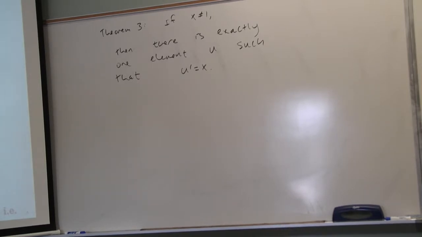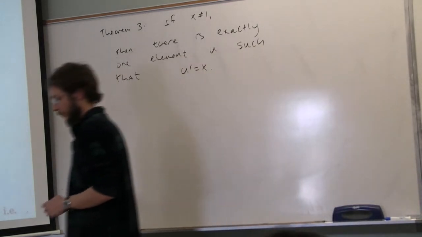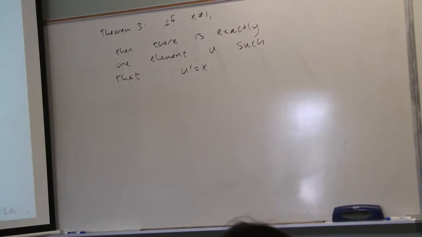So here's theorem 3. Who wants to summarize what this is telling us? Yeah. X can't be 1, but it could be some other number. However, the other number cannot equal X. No, it's telling us something different from that. I think I can see where you're going with that, but yeah, it's telling us something different.